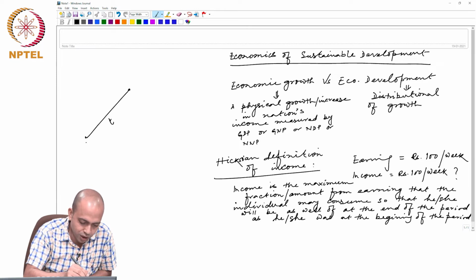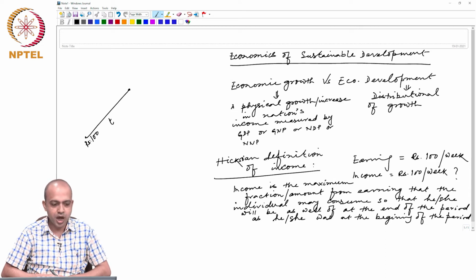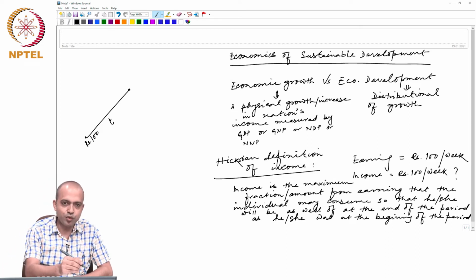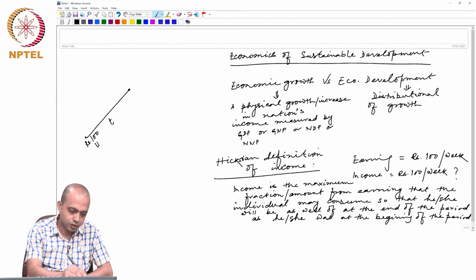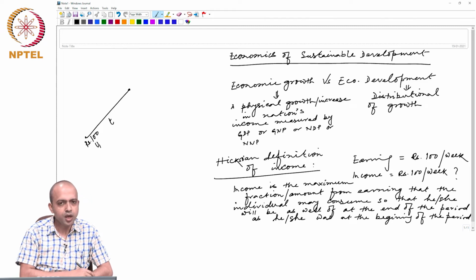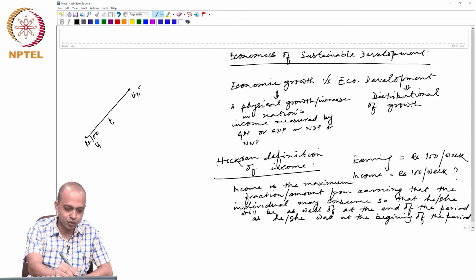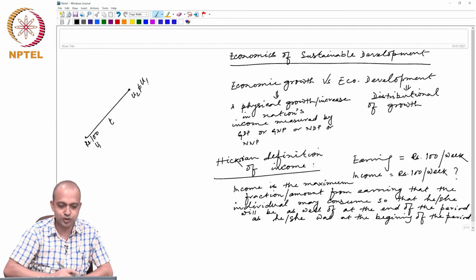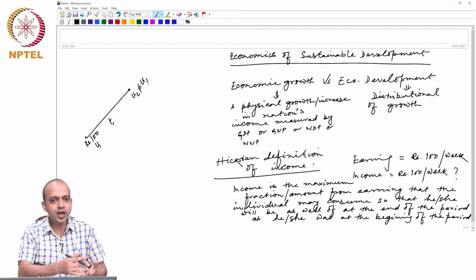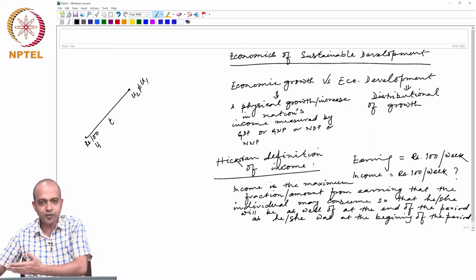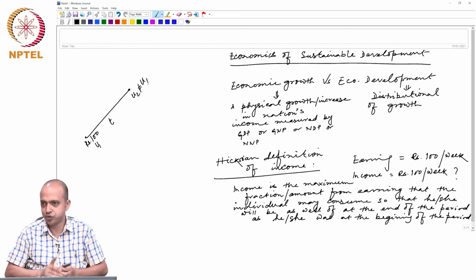This is the starting point and this is the end point. So, if the individual earns rupees 100 here and derives some amount of utility, let us say U1, can the individual consume the entire 100 rupees? If the individual consumes the entire 100 rupees, then at the end of the period, the utility which is U2 is not exactly equal to U1. Whatever I earned, I have consumed.